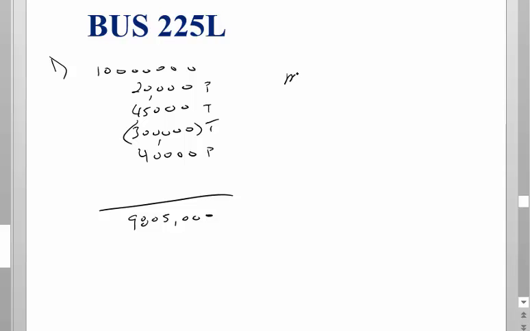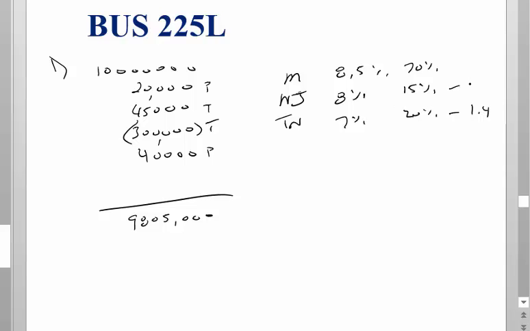So we have three states: Michigan, New Jersey, and Tennessee. Michigan's rate is 8.5% with 70% apportionment. New Jersey is 8% and 15%. And Tennessee is 7% and 20%. So we know 7% times 20% is 1.4, 8% times 15% should be 1.2, and 8.5 times 70 should be 5.95. If we add those up, our state rate is 8.55%. Okay, so we're going to take 8.55% times 9,805, and that is?